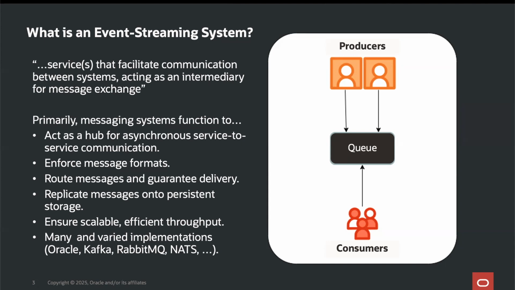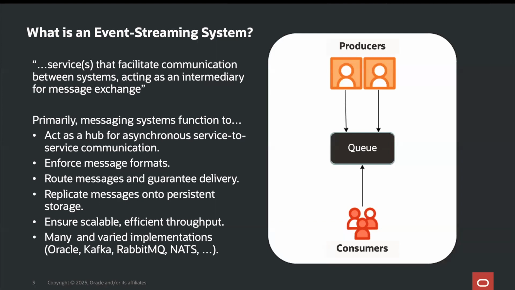You can think of this as a service or set of services that facilitates communication between systems, acting as an intermediary for message exchange. Primarily, event streaming systems function to act as a hub for asynchronous service-to-service communication, where event producers write messages to the system and event consumers read messages. Event streaming systems enforce conformant message formats, route messages within the system, and make different guarantees about message delivery, such as at least once delivery, at most once delivery, and exactly once delivery.